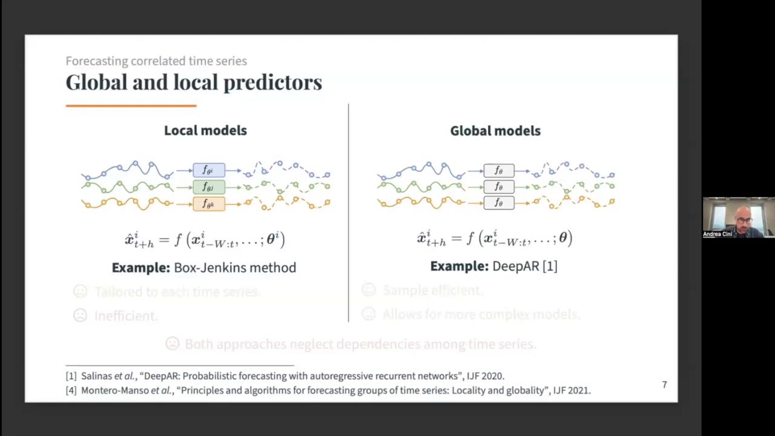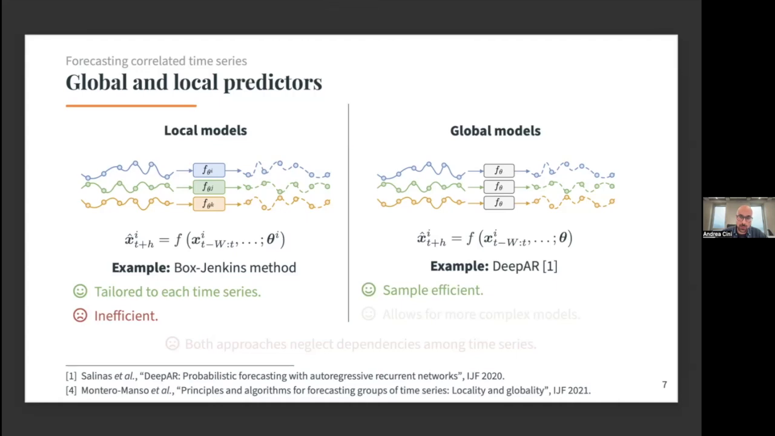While in the deep learning approach, as I was anticipating at the beginning, we usually use what are called global models. So we have a single model that is trained on a collection of many time series that are related somehow, so that they share some similarity. The advantage of the local approach is that the resulting models will be tailored to the specific time series we are trying to forecast, but this can result in an inefficiency, both from a computational perspective, but also from the perspective of sample complexity.